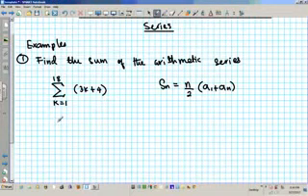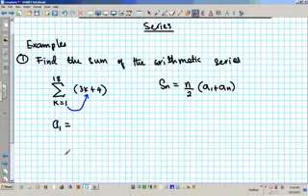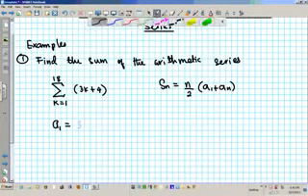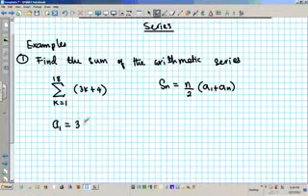So what is a1? In order to get a1, you take the lower limit and plug it into k. That would generate a1 for you. So let's go ahead and find out what a1 is. We're going to plug in the lower limit, which is k equals 1, into the expression on the right. So we're going to have 3 times 1 plus 4. That gives us a1, which is 3 plus 4, which is 7.